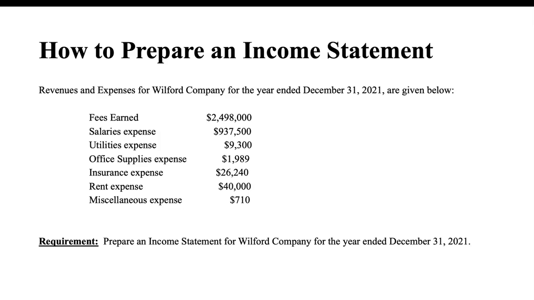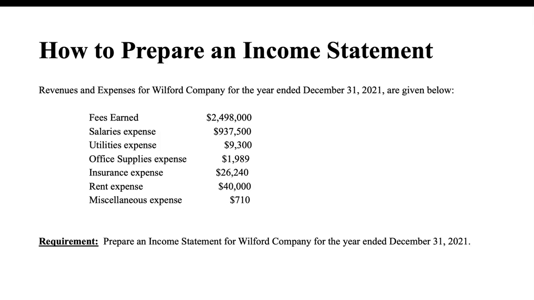This example will illustrate how to prepare an income statement. So let's look at the information given. Revenues and expenses for Wilford Company for the year ended December the 31st, 2021 are given below. So we see that we have listed first fees earned. So that would be the only revenue account that we have for this company. So one revenue account, and then the remaining accounts listed would be the expense accounts.